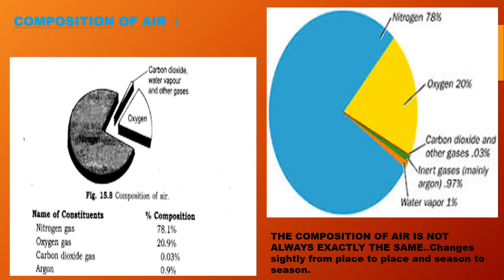But the composition of air mentioned here is not always exactly the same. That means not a huge variation obviously, but a little bit of variation is there, and it varies from place to place and season to season. The variation is not in a large amount, but a little bit of variation is always seen, and that variation depends upon the seasonal variation.